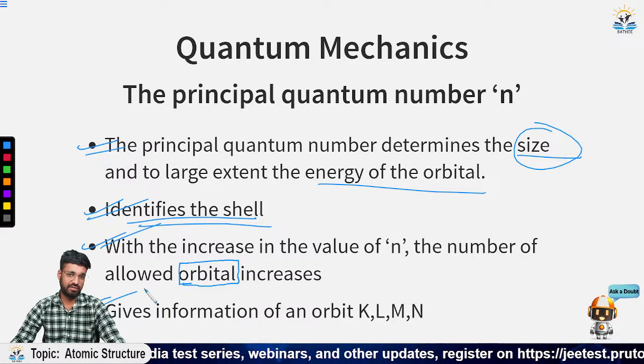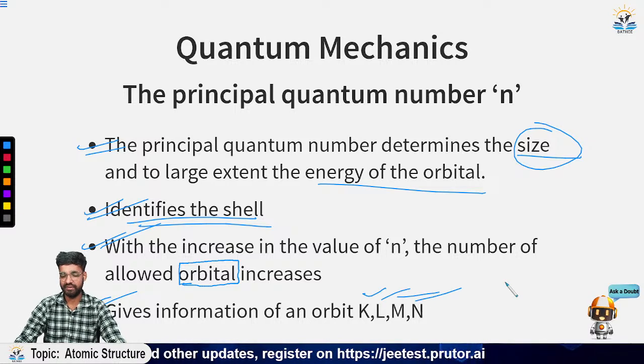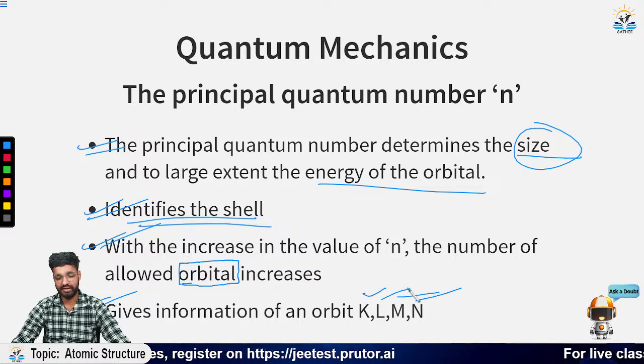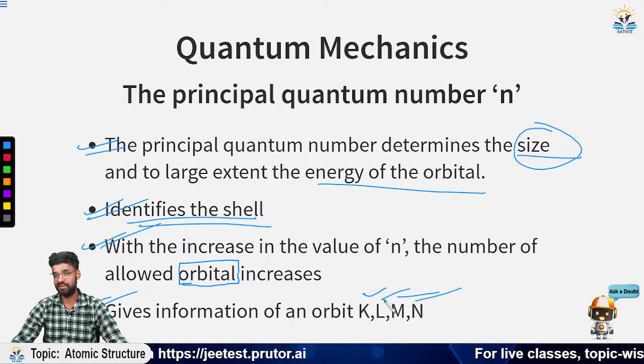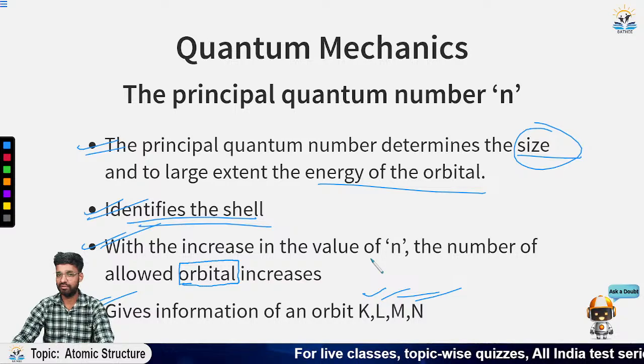And this is the same thing as the shell, that is K, L, M, N. You must have studied this KLMN in the 9th and 10th class. So they are represented later on by the principal quantum number n equals 1, n equals 2, n equals 3, and so on.